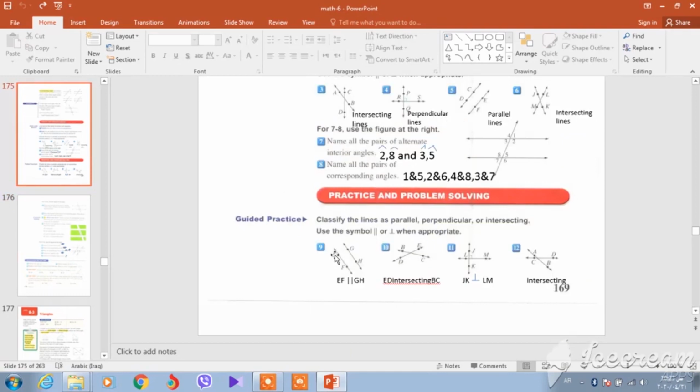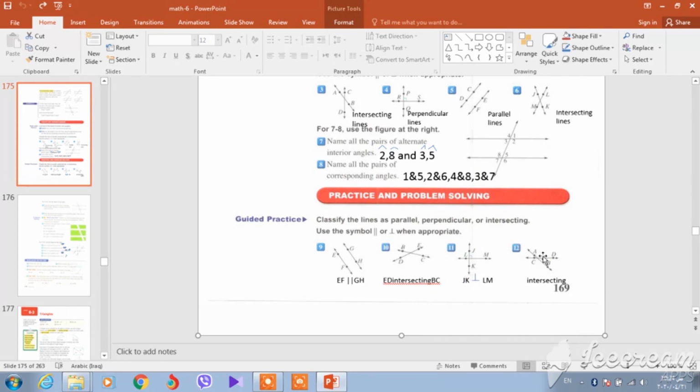Okay, practice 9. Classify as parallel, intersecting, or perpendicular. Are line GH and line EF perpendicular, parallel or intersecting? If you look, we have line EF parallel to line GH. This symbol means parallel. And question 10 says line BC and line ED are intersecting because they intersect at one point, and they are not perpendicular. 11 is perpendicular. This symbol means perpendicular.